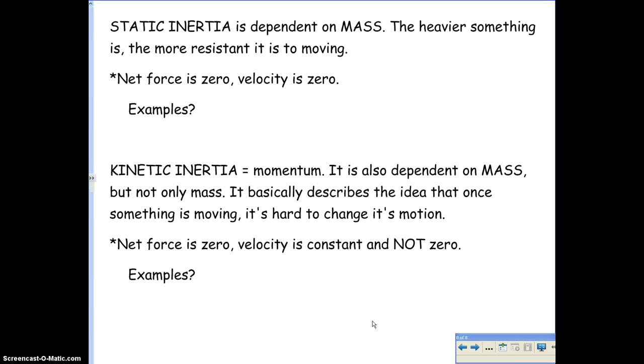Static inertia goes with static equilibrium. Kinetic inertia goes with the idea of kinetic equilibrium. And we've gone over this already, but the thing that Newton added was that this is dependent on mass and mass alone if it's static inertia, but it's dependent on mass and velocity if it's kinetic inertia. And he called that momentum, which is an idea for another day.